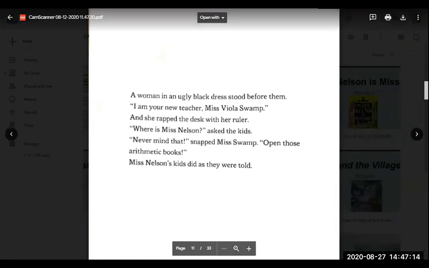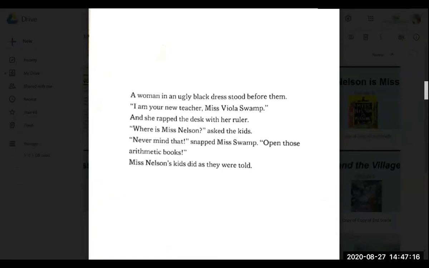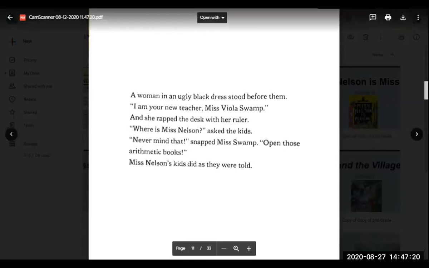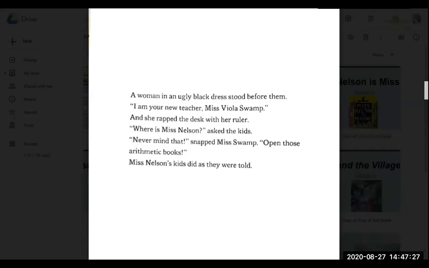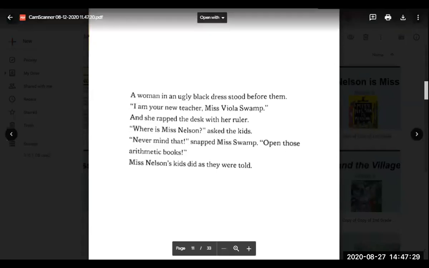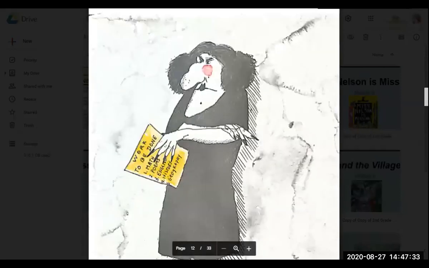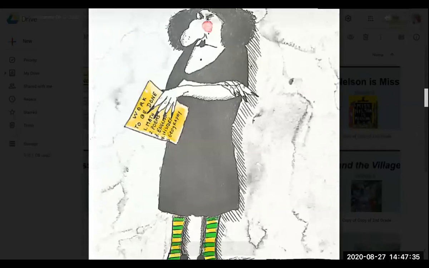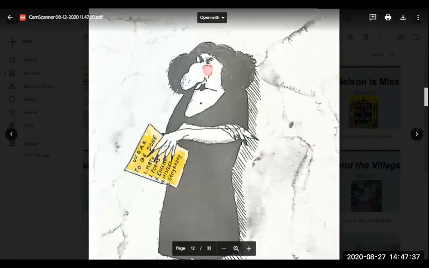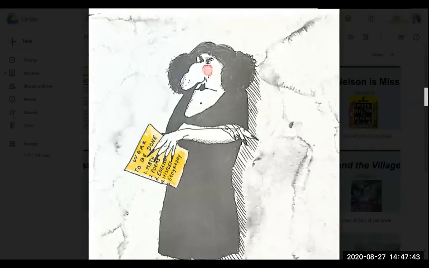Where is Miss Nelson? Asked the kids. Never mind that, snapped Miss Swamp. Open those arithmetic books. So she snapped at them. She yelled at them. So she's rapping her desk with her ruler, and she's snapping at them. She dressed in an ugly black dress. She just doesn't seem like she's a very nice teacher. You can see by this picture, she doesn't have a smile on her face at all. She looks very unhappy. She looks like she has daggers on her fingers.